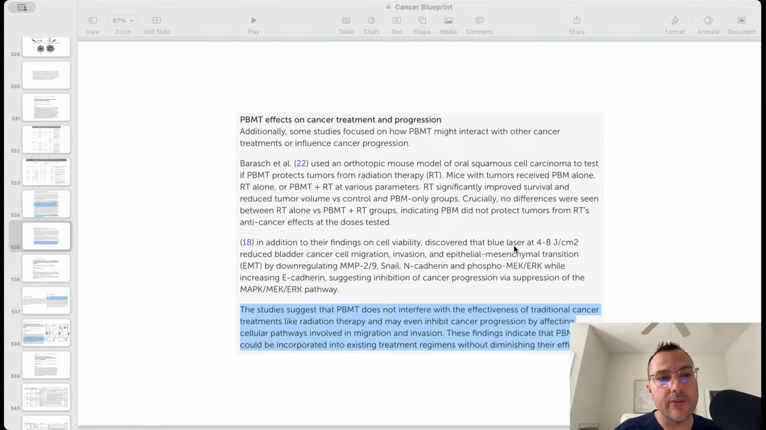So I do believe photobiomodulation does dovetail nicely into metabolic therapy and should be used as a combination, not standalone, although these studies do show that it has an effect by itself, which is pretty cool.